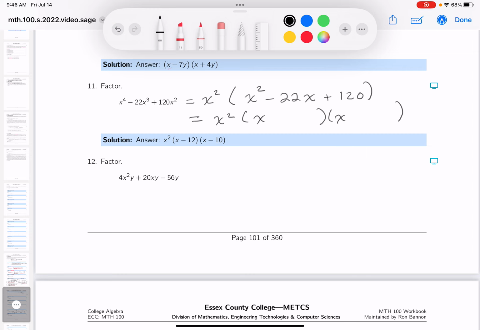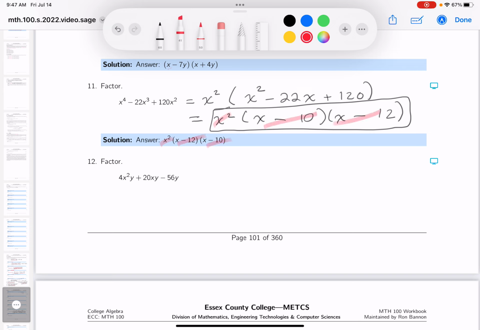Now I'm looking at the 120, and I'm going to say it looks like 12 and 10 to me. Minus, minus. And I'm going to kind of do it in my head. x times x is x squared. Minus 12 minus 10 is minus 22, and I do get the 120. So I'll commit to this as an answer. I am going to use the AC rule on it though. Let's look at the key: x squared, x minus 12, x minus 10. It's working as advertised.